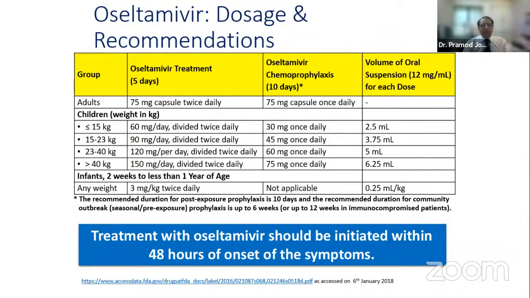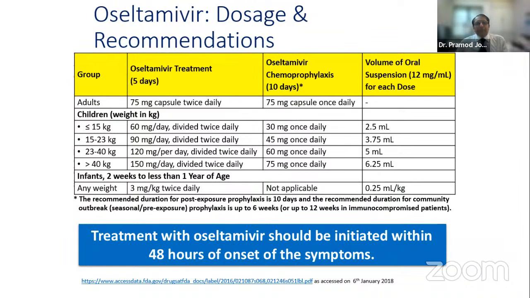Obviously, if you have a 30 milligram capsule, you will be able to give one capsule in the morning, one in the evening, for children who are under 15 kg for treatment. And for prophylaxis, you can give a 30 milligram capsule once daily. If the child is above 23 kg, the dose is 120 milligrams. That is 4 capsules of 30 milligram. So you can give 2 capsules in the morning, 2 in the evening for therapeutic purposes.